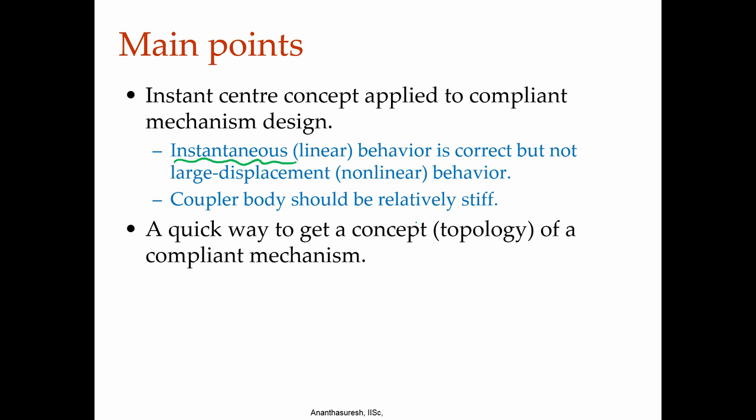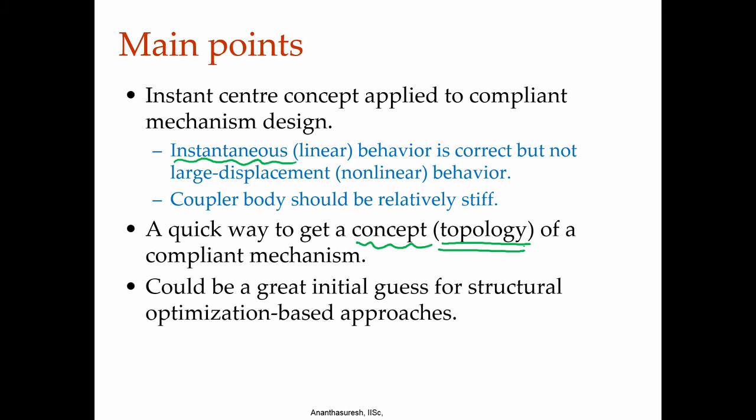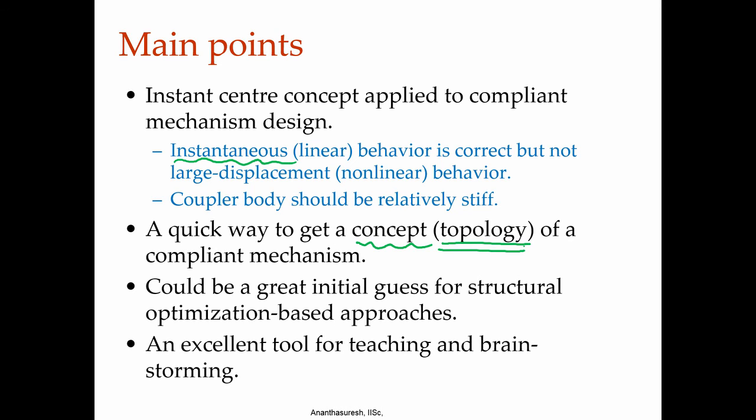It is a very quick way. You can get a concept, or what we call the topology of a compliant mechanism, without using optimization. We are not saying it is the best one, it is one solution that works. And this could be a great tool for generating initial guesses for optimization approaches, where you can do size and shape optimization later on, and more importantly this is a nice educational tool. So, when you want to brainstorm and get something, this is a great teaching tool, and anybody can design a compliant mechanism.